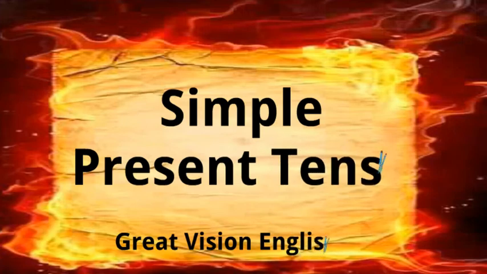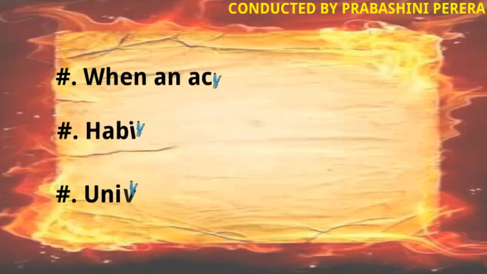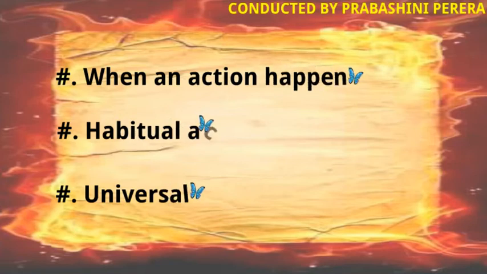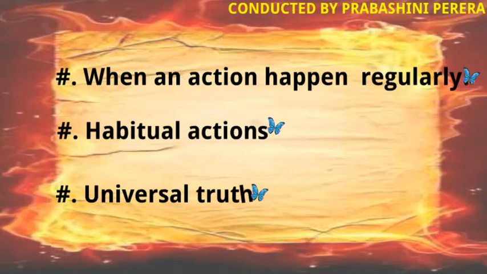Simple present tense. Usage of simple present tense. When an action happens regularly, habitual actions and universal truth. We write and say these kinds of actions and situations in simple present tense.